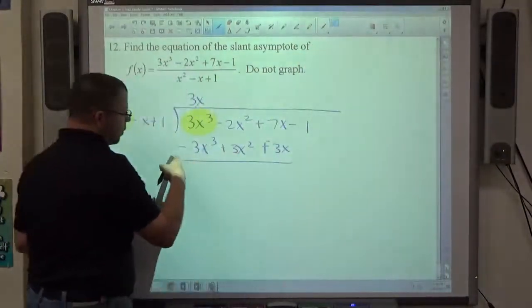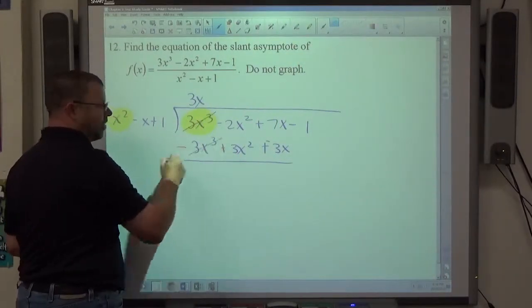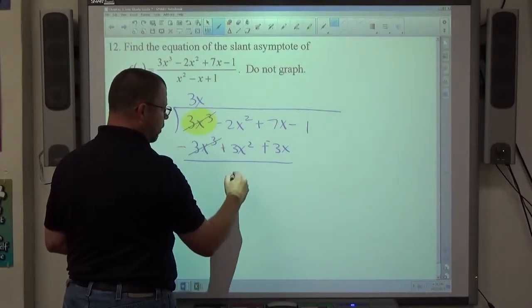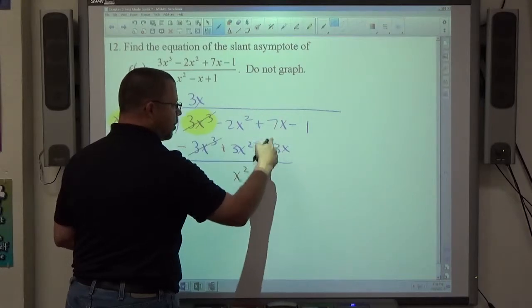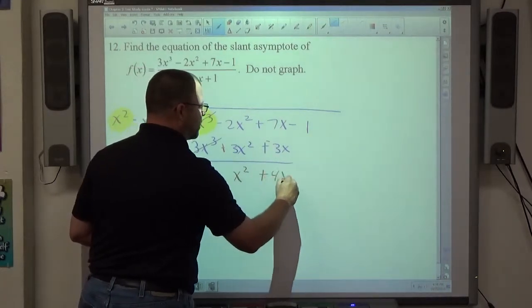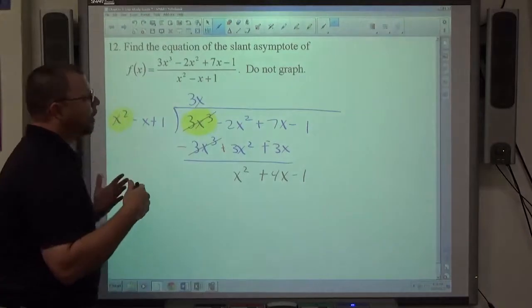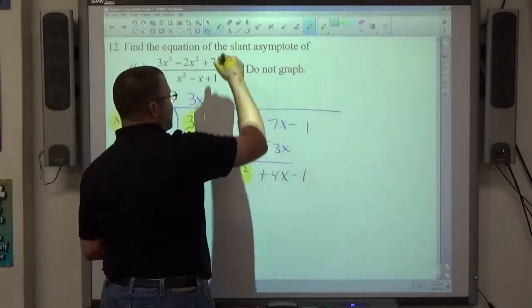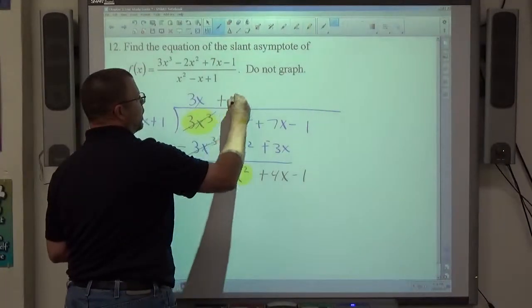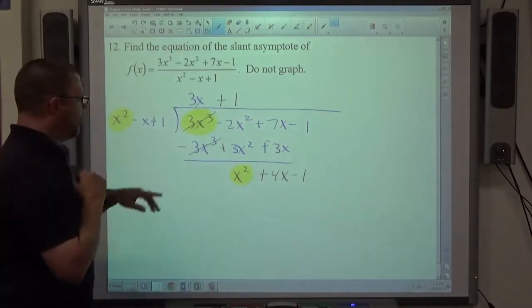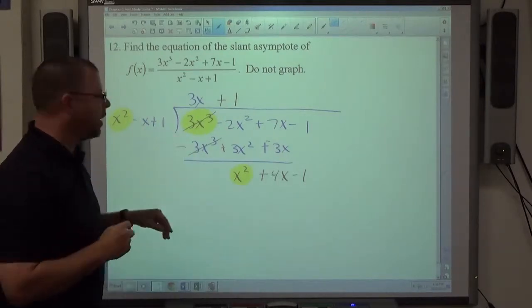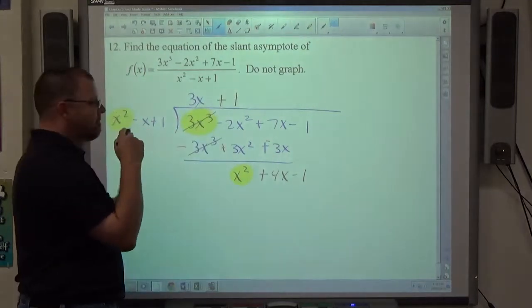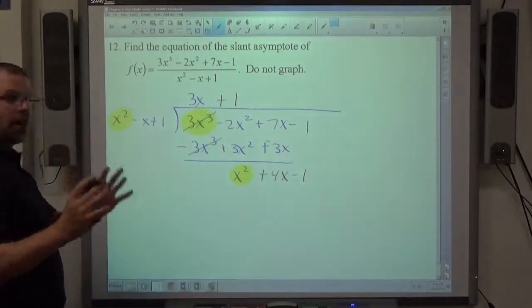What should happen to the initial term, 3x cubed and negative 3x cubed cancel because they're opposites. What happens to these is you get what you get. These are opposite signs, so I subtract, I get 1x squared. And then these are also opposite signs, I subtract, I get positive 4x minus 1. And as far as shortcutting the next piece, all I have to do is divide x squared by x squared, which makes plus 1, and I don't have to do all the rest of it because what's left over is going to be a remainder.